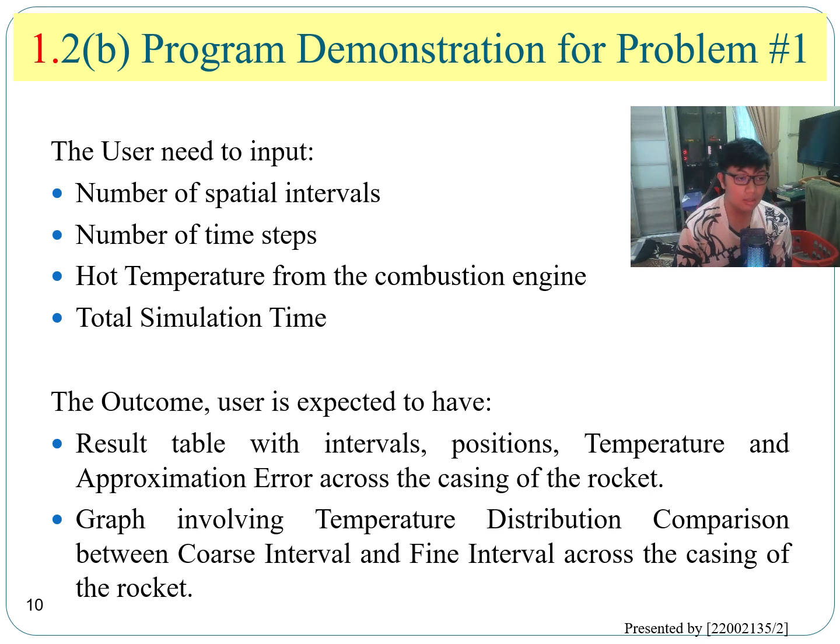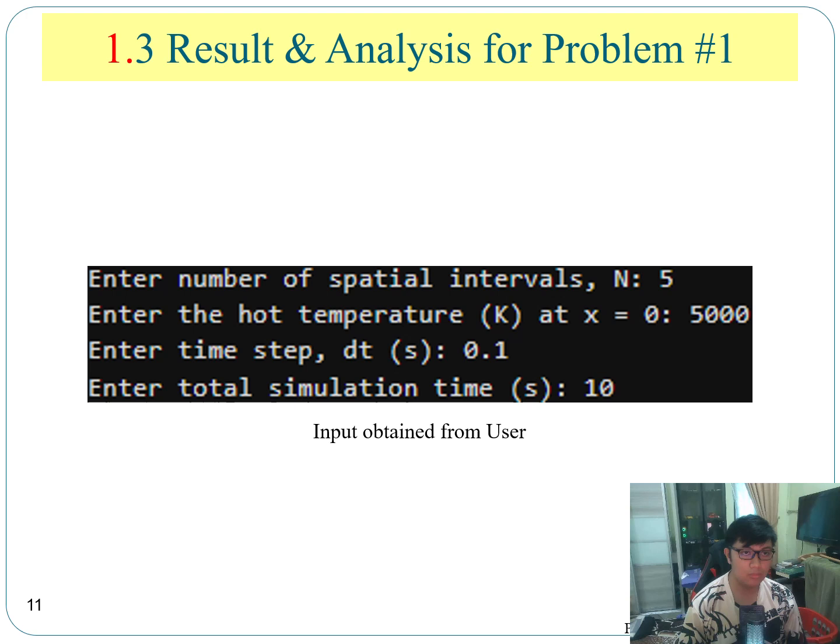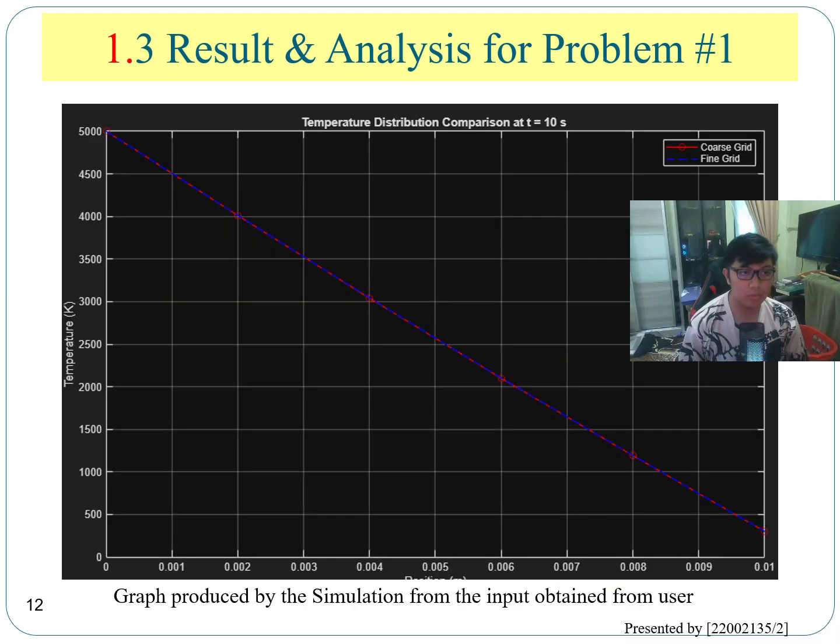Next, the result will also show the graph involving the temperature distribution across the casing of the rocket between the coarse interval and the fine interval. This is the input, and this is the graph.